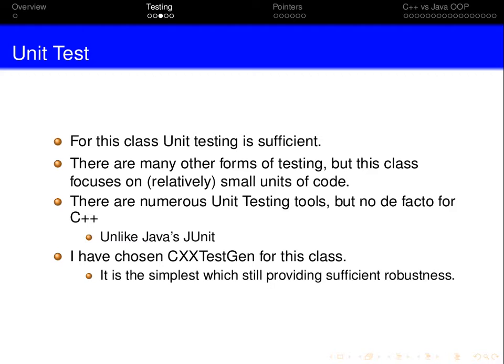Because the nice thing about Java is if you want to do unit testing, just use JUnit. Everyone uses JUnit. We're happy with JUnit. JUnit works. In C++, we do whatever. I chose CSX TestGen for this class. You, of course, can choose whatever you want for your labs. I'm not testing your test cases, but in the background, the autograder is using CSX TestGen.